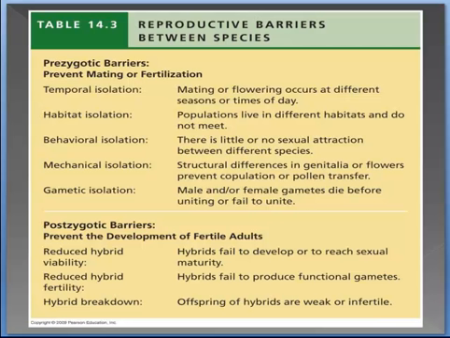So to go over all of these, for pre-zygotic barriers, we have temporal isolation, habitat isolation, behavioral isolation, mechanical isolation, and gametic isolation.